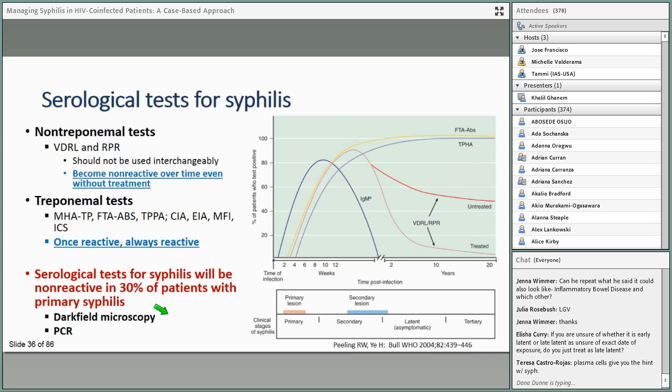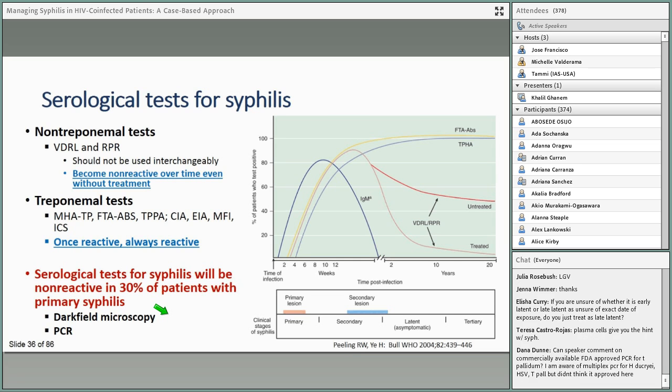And so the best test to obtain is either a PCR of the lesion when they have a lesion or a dark field microscopy of the lesion. Now, I know some of you may not have access to dark field or PCR. And so please keep in mind that if you see a patient with a lesion that you suspect might have syphilis, if you can't get PCR and if you can't get dark field, order the serological tests. But remember that in 30% of those patients, they will be negative.